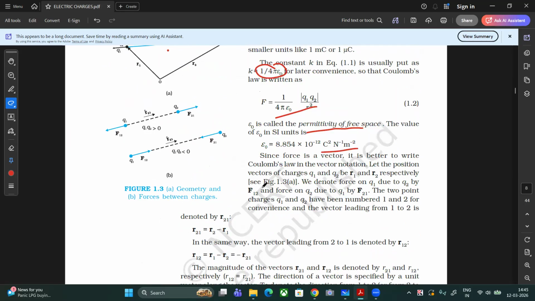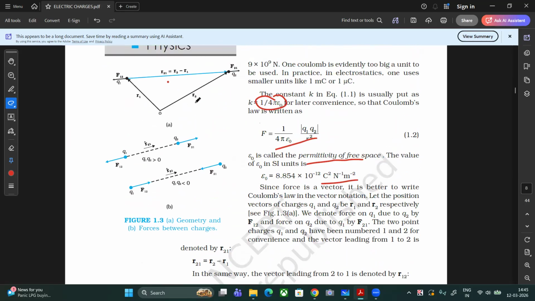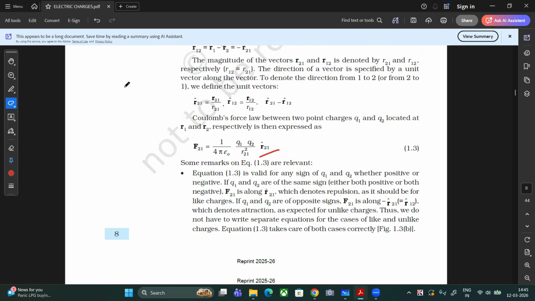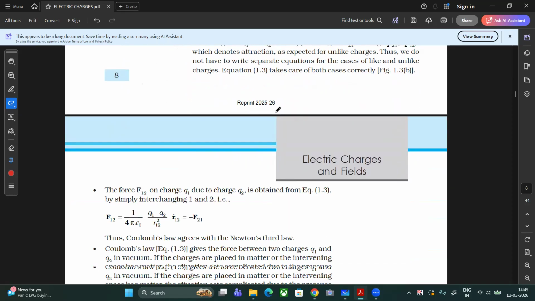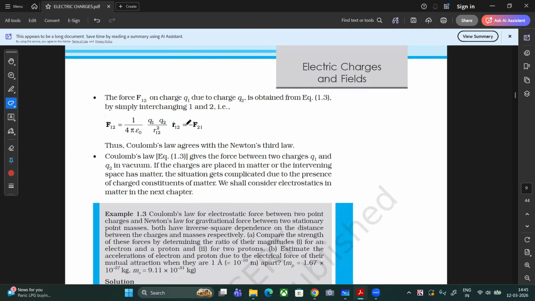The two charges experience a force with each other. Charge Q1 experiences a force due to Q2, and Q2 experiences a force due to Q1. These two forces are equal and opposite, because the direction is reversed. So F21 is this, where R cap 21 denotes the direction, and F12 is completely opposite. Here they take two positive charges, so the force will be repulsive. The direction is opposite, so the forces are equal in magnitude but opposite in direction. So this is all about Coulomb's law.